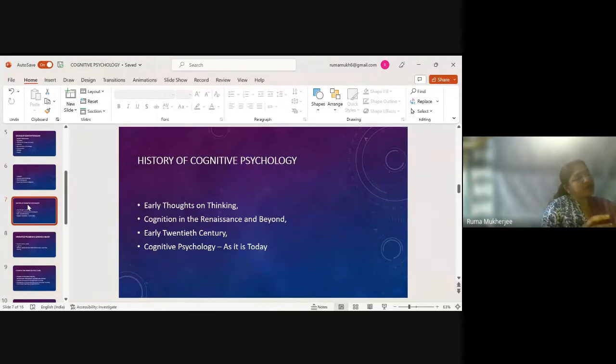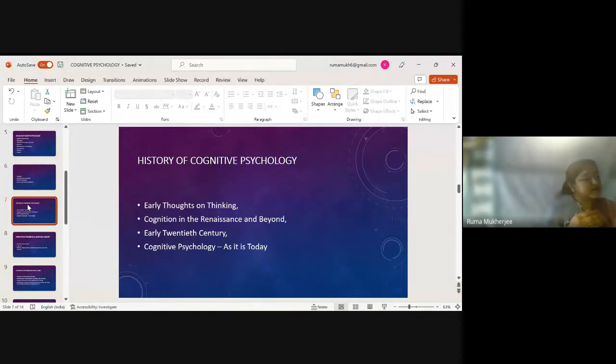And the ancient Egyptians believed that knowledge was localized in the heart, a view shared by the early Greek philosopher Aristotle, but not by Plato. Plato believed that the brain was the locus of all knowledge. So this was the main idea of the early thoughts on thinking.